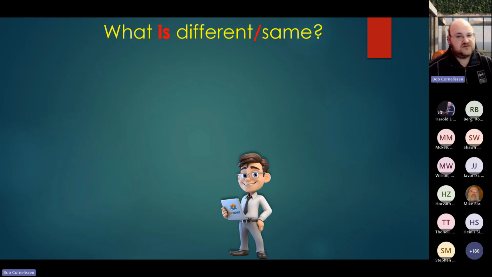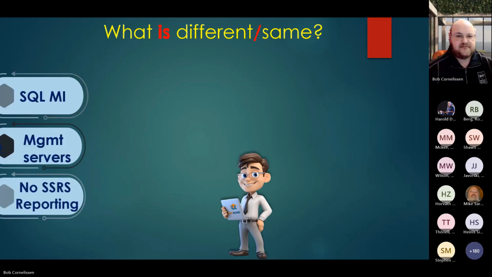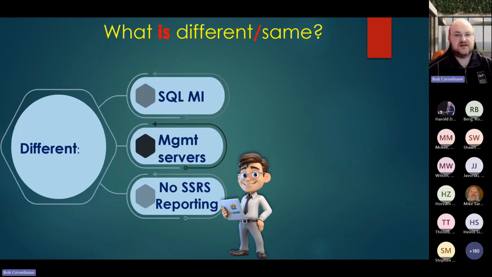This brings us to what is different in SCOM MI, or what is the same. Now, the most notable items here are that we moved the SQL to a SQL managed instance in Azure. We have management servers running in Azure and managed over there. And the SQL Reporting Services has been taken out. We will have to do our reporting insights in another way, through dashboarding, querying of data from another platform, and we can discuss those things later.